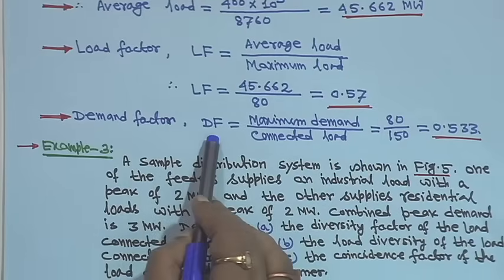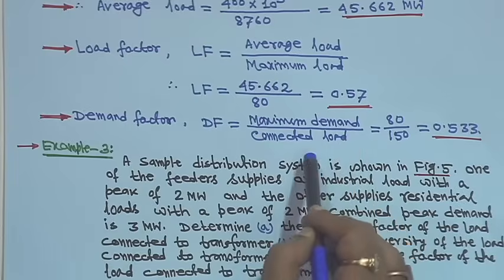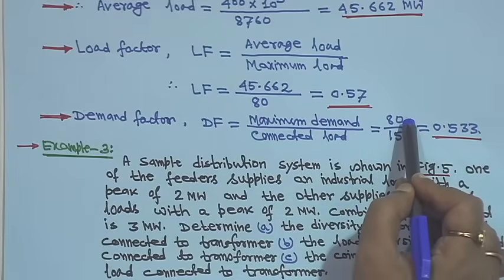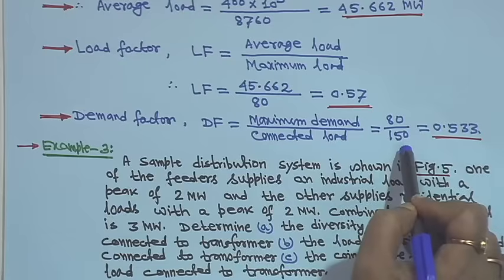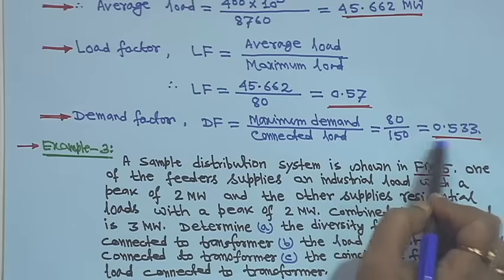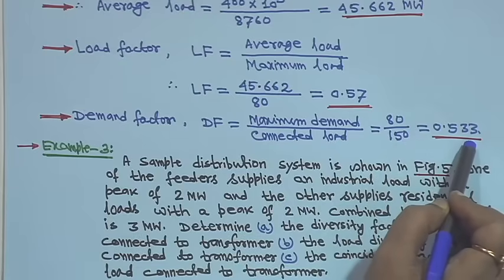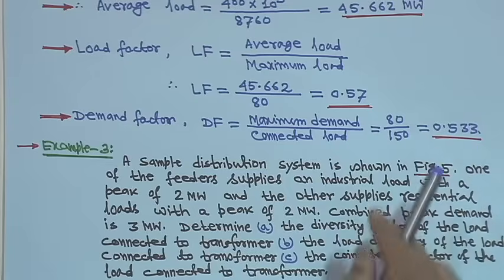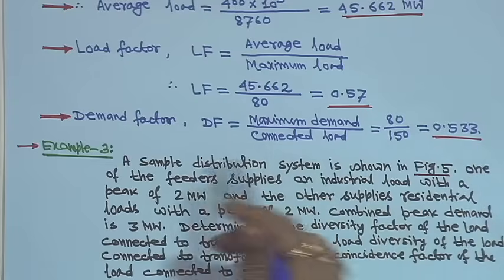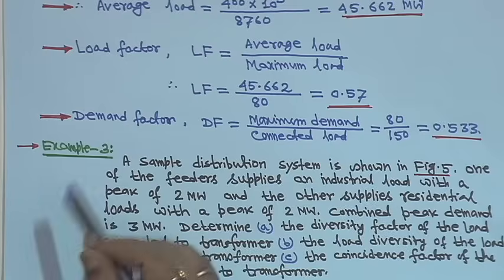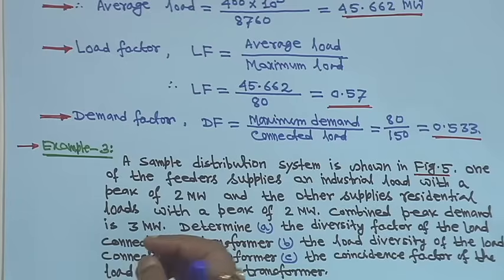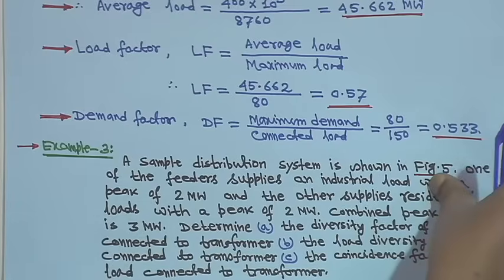And demand factor DF is equal to maximum demand by connected load. Maximum demand was 80 megawatt and connected load 150 megawatt. Therefore, demand factor is equal to 0.533. So, this is a simple example, but all this terminology whatever you have used, we will take one after another few examples such that it will be understandable to you.